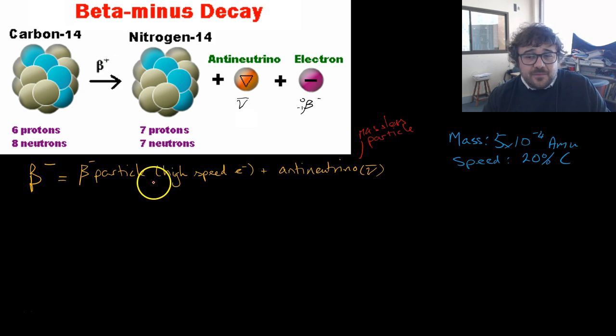Now, the beta particle itself is a high-speed electron. It's moving at 20% the speed of light, and it has an atomic mass of 5 times 10 to the minus 4 atomic mass units.